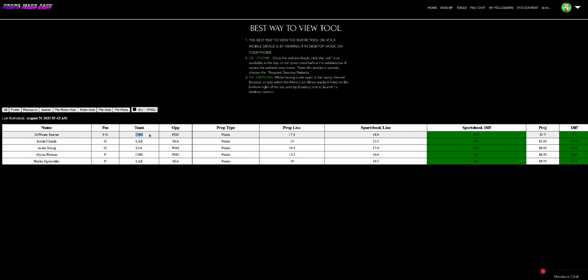All right. Points 17.5 prop line. Sportsbooks have her at 18, a 0.5 sportsbook differential. All these girls right here are the same. But her projection's 20.7, a 3.2 differential. So over on Dawana, over on Jordan Canada for points. Both of them are the best options, both have the biggest projection differentials when it comes to plus EV plus projection.